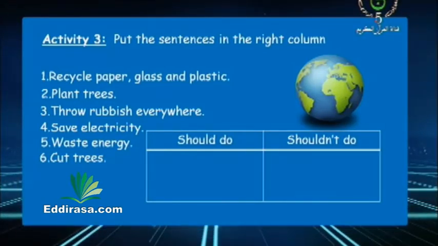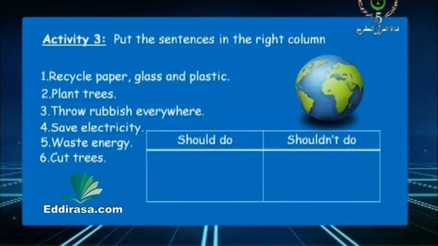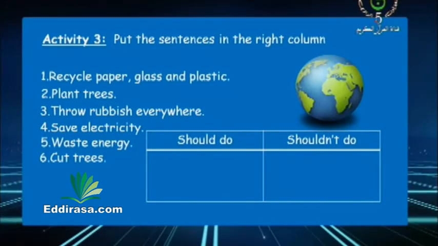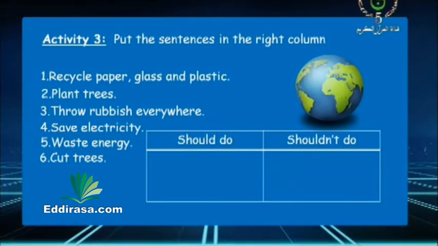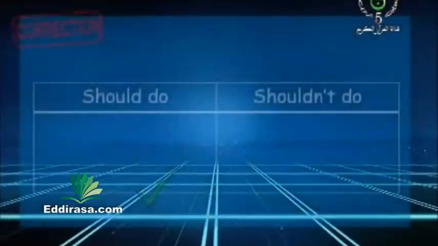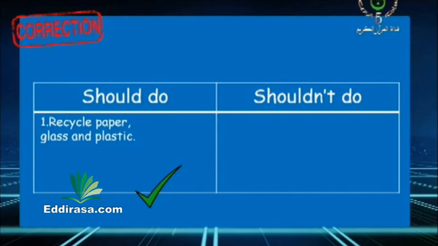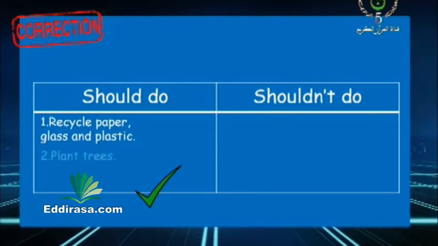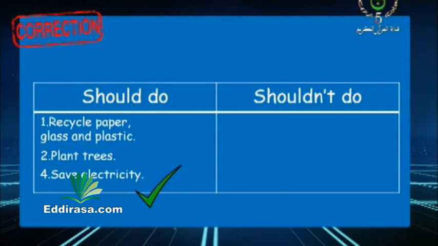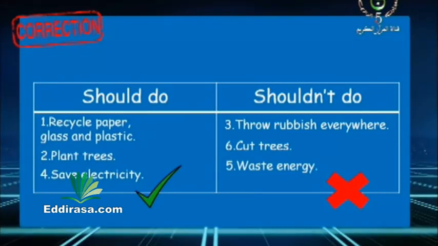We have 2 columns now, so we are going to put the sentences in the first with should do, and in the second with shouldn't do. Okay, Ms. Ziani? Well, here are the answers. The actions that we should do: we should recycle paper, glass and plastic, plant trees, save electricity. And the actions that we shouldn't do are throw rubbish everywhere, cut trees, and waste energy. Here we have the problems, we have the consequences. What will we do?